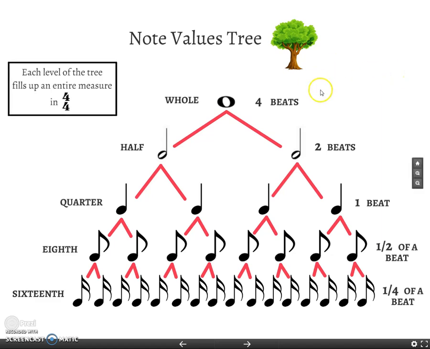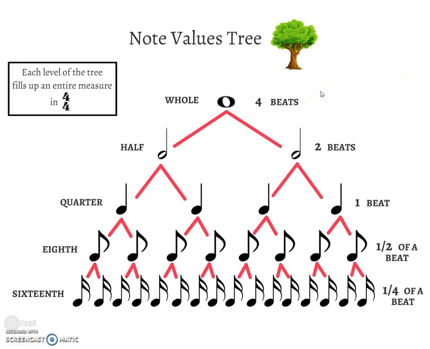Each level of the tree fills up an entire measure in 4/4. So this level, the whole note, fills up a whole measure. That's why we call it a whole note and not a 4 note. This level, this is an entire measure's worth of half notes. This is an entire measure worth of quarter notes. So again, we have 4 beats in our measure, so we need 4 of these notes that get 1 beat to make 4 beats, to make a complete measure.